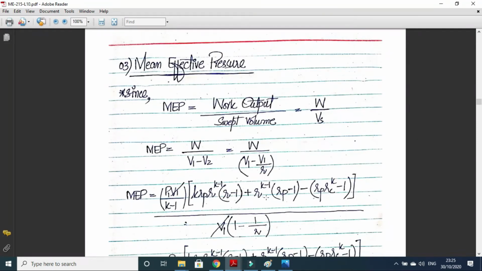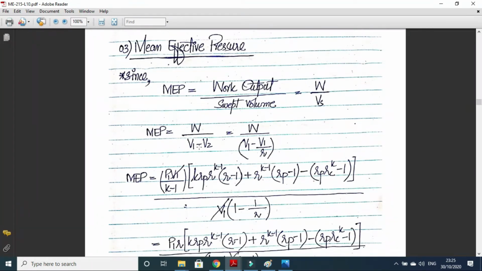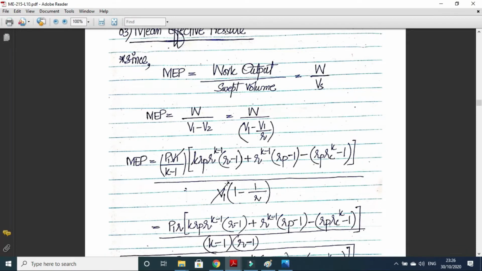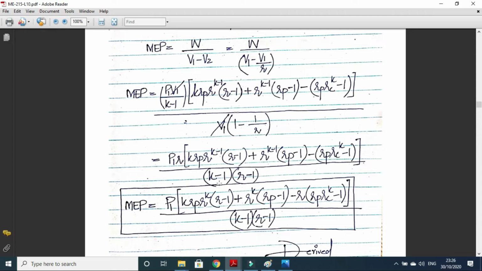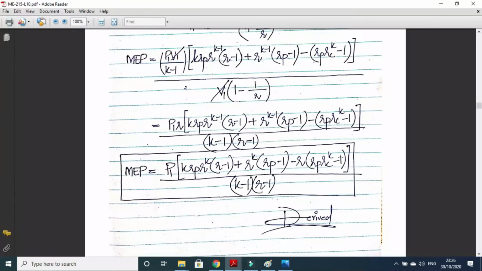Okay. Now let's derive the mean effective pressure. So mean effective pressure is work output divided by swept volume. Work output we have just derived. Swept volume can be written as V1 minus V2, which is V1 minus V1 upon R. V1 can be taken common: 1 minus 1 upon R. V1 will be cancelled out. We can take LCM. It will become R minus 1 upon R. R will come in the numerator. P1 R divided by k minus 1 R to the power R minus 1, and the same expression.